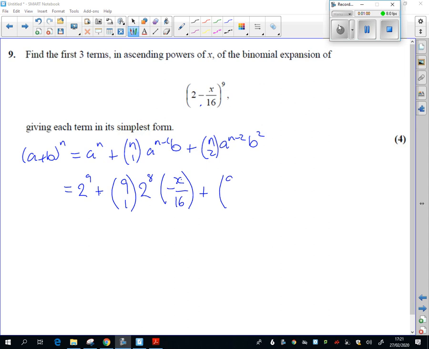And then from 9 choose 2, 2 to the power of 7, and minus x over 16 squared. Okay, so then 2 to the power of 9, that can just go straight to the calculator. So 512, and then 9 choose 1, times 2 to the power of 8, and then times by 1/16, or divided by 1 over 16.